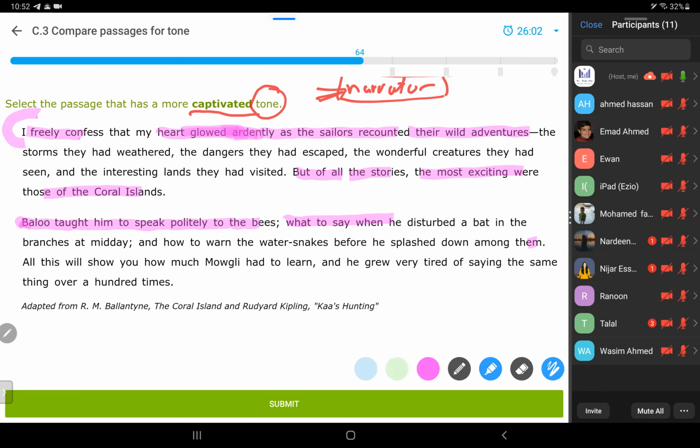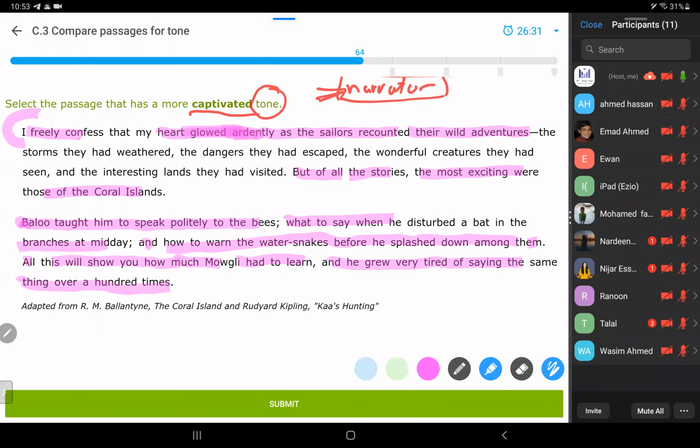So taught him how to speak politely to the bees, what to say when he disturbed a bat in the branches at midday, and how to warn the water snakes before he splashed down among them. All this will show you how much Mowgli had to learn, and he grew very tired of saying the same thing over 100 times.